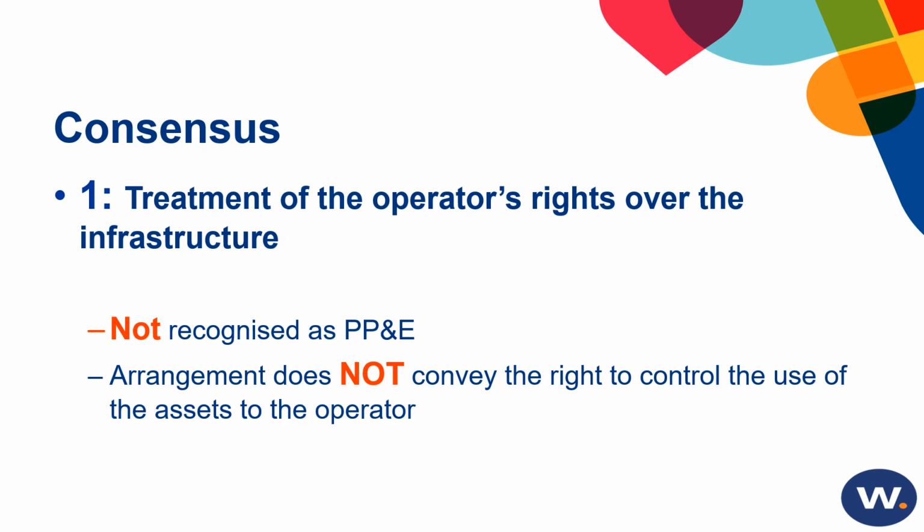Based on one of the requirements which an arrangement needs to meet to be within the scope of IFRIC 12, the control of the arrangement must lie with the grantor. It is quite clear that a key feature of the definition of an asset is not met. Therefore, these should not be recognized as PPE of the operator. The service concession arrangement does not convey the right to control the use of the assets to the operator. The operator simply has access to operate the infrastructure assets and to provide public services on behalf of the grantor as per the agreement.